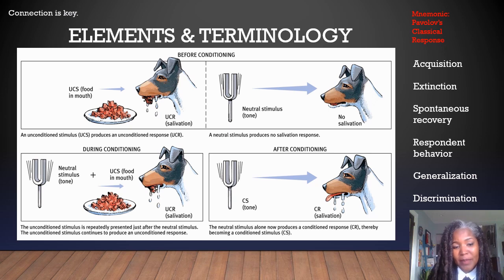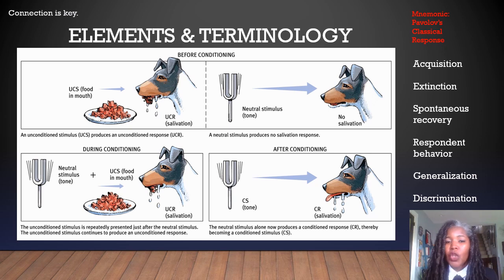You take a neutral stimulus and pair it with the UCS, and it will become a CS, and then a CS will elicit a CR. Now, when we're thinking about classical conditioning, in order for this to occur, there's a couple of important things that have to occur. One is contiguity and the other is contingency.